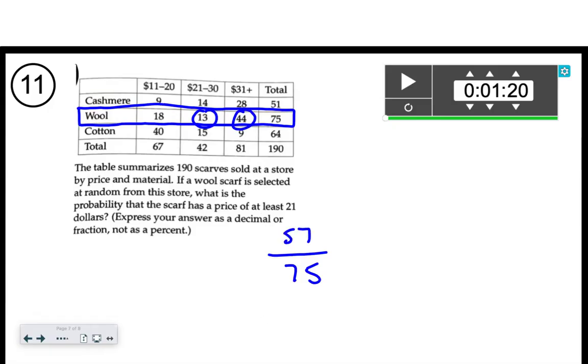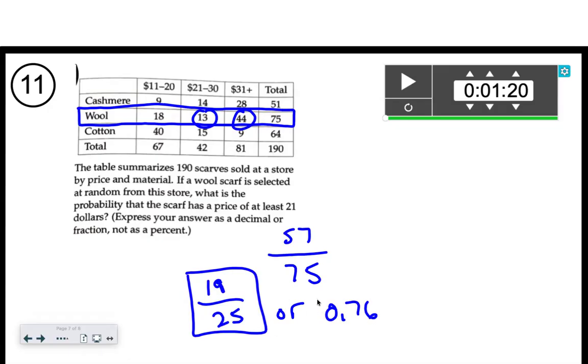And it says express answer as a decimal or fraction. So let's see, 57 divided by 75. Oh yeah, it does reduce. I should have known that. So it's 19 over 25. Or if I do 19 divided by 25, I get 0.76. So either answer is fine.